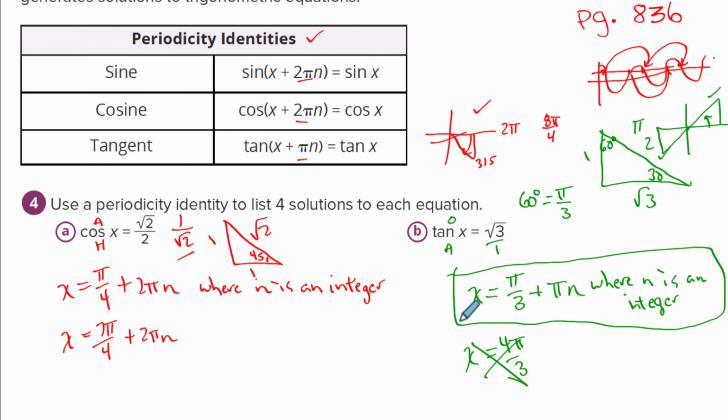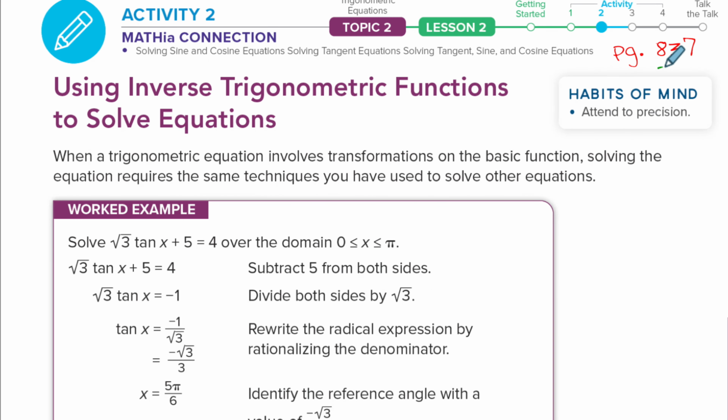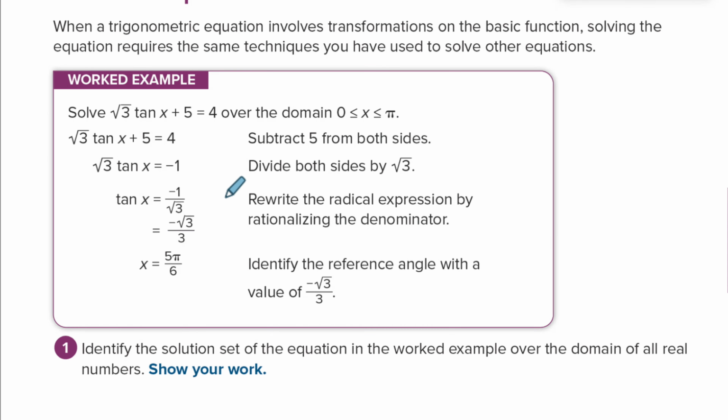That is super cool. So now we're on page 837, and they have a worked example here where they have solved the square root of 3 times the tangent of x plus 5 equals 4. And the way I solve these, I like to put parentheses around whatever the trig function is, and then you just pretend that's a big ol' x, and you solve this equation. So you subtract 5, divide by radical 3, and you're left with the tangent of x equals -1 over radical 3. Okay, so doing the same type of things that we did before, they get x equals 5 pi over 6.